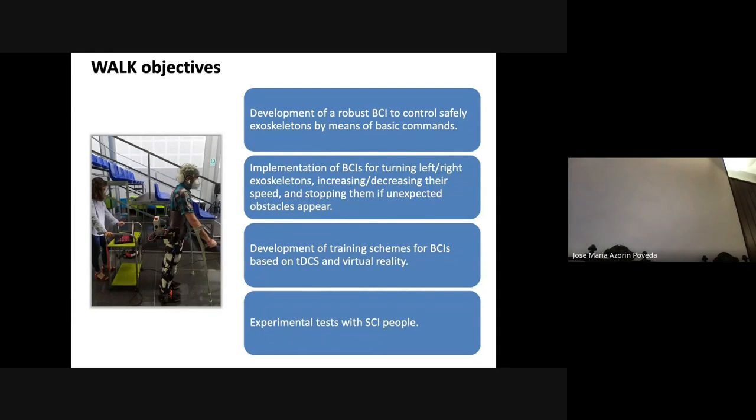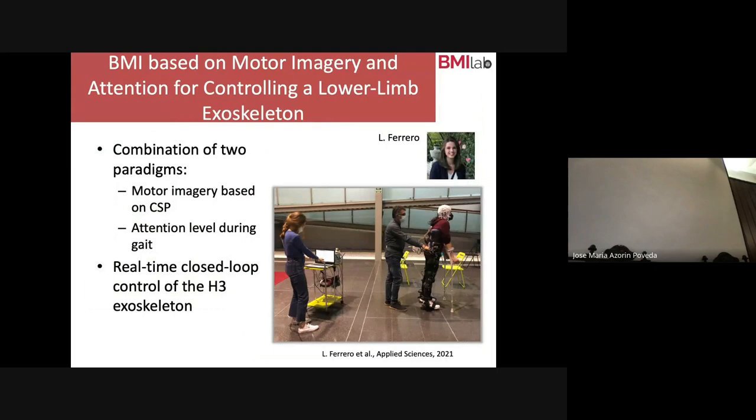Here, I'm going to talk only about three goals. First of all, to develop a robust BCI for commanding the exoskeleton, also to try to improve the training of the BCI, in this case by using virtual reality, and finally to perform some usability tests with people with spinal cord injury.